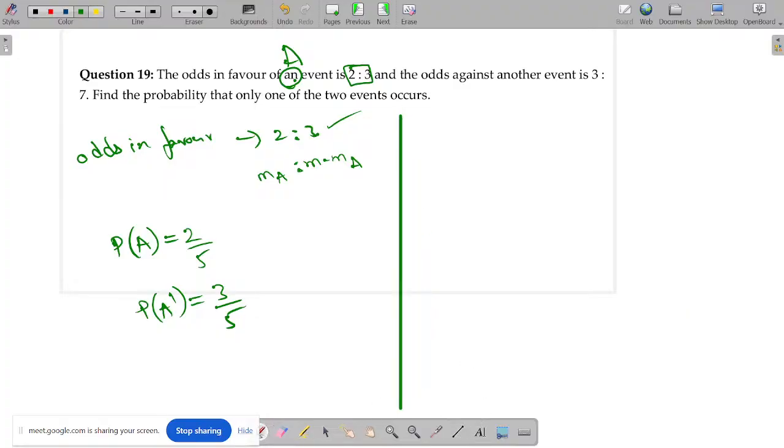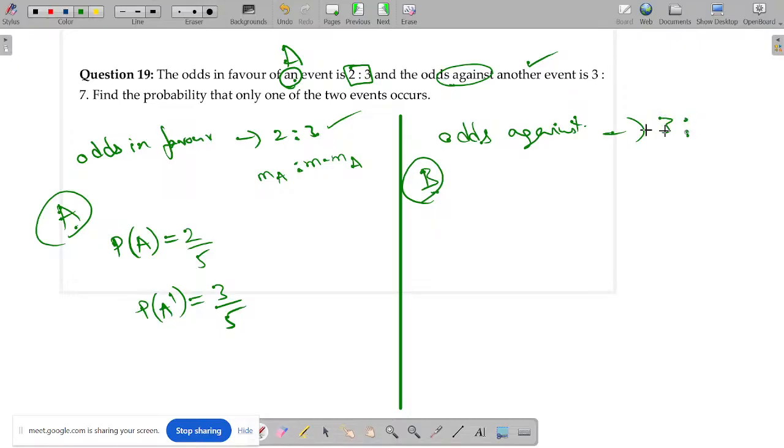And the remaining content, the odds against another event. Okay, another event. So let me name that. If this is A, let me name this B. But this ratio is given as odds against, and it's given as 3 is to 7.